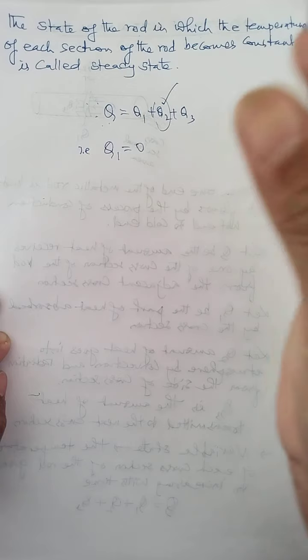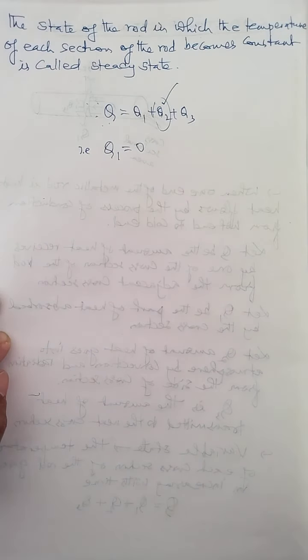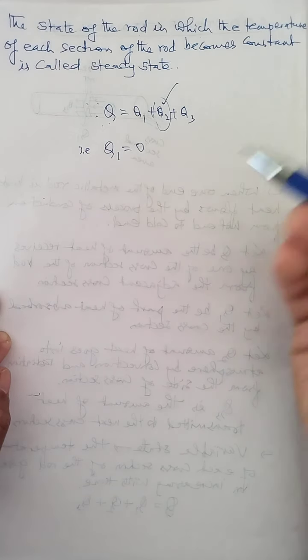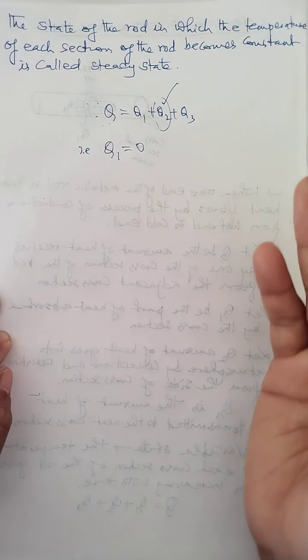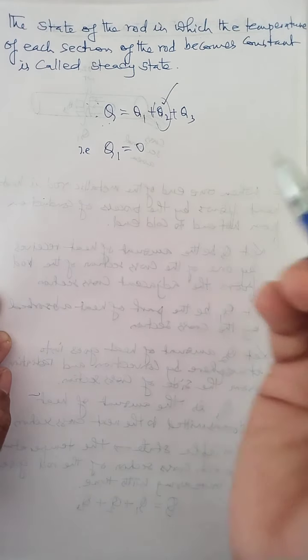Okay, so under this case, what happened? The temperature of each cross-section of the rod becomes constant, and this particular state is called steady state. But this steady state will not be reached as soon as the heat is applied to one end of the rod. There is a time it takes before the state is usually maintained.